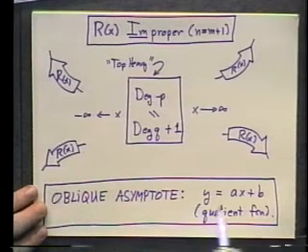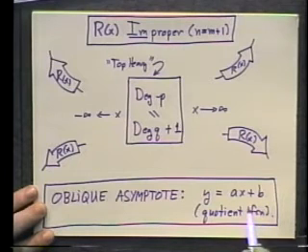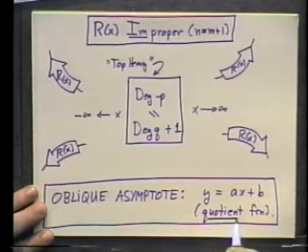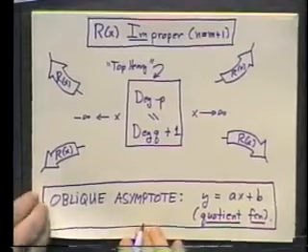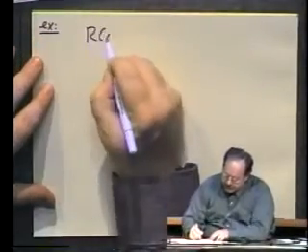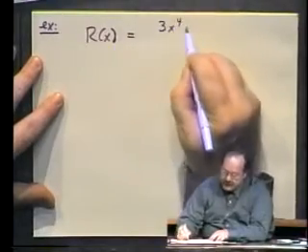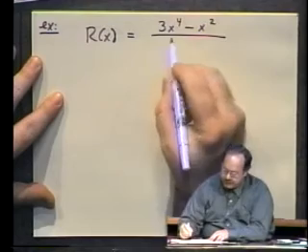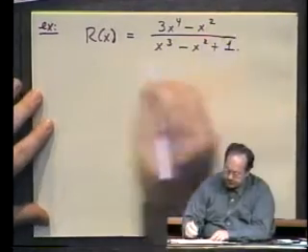So an oblique asymptote will be some line, ax plus b, and the way we'll get this line, here's the hint that's coming up, we'll get it as the quotient function, which results when you do a division. So let me give you an example to show you how this would work. Example: r of x equals 3x to the fourth minus x squared over x cubed minus x squared plus 1.